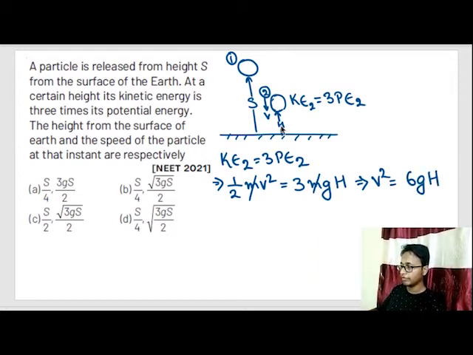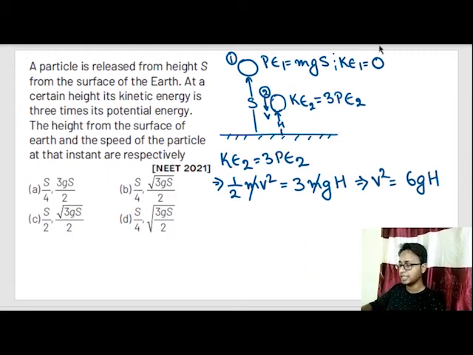So we found the value of v square. Now let's check at point 1. Potential energy at point 1 is mgs. Kinetic energy at point 1 is 0 because the ball hasn't been released yet. Therefore, total energy at point 1 is mgs plus 0, which equals mgs.